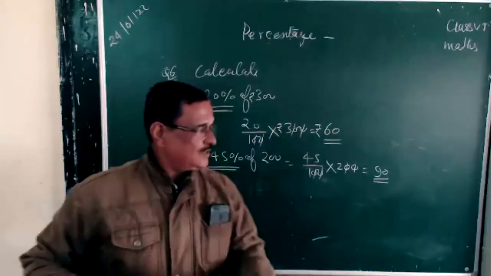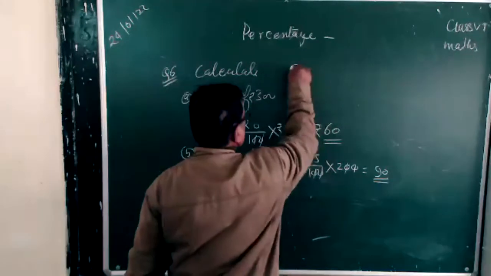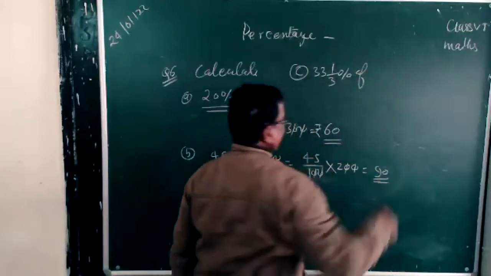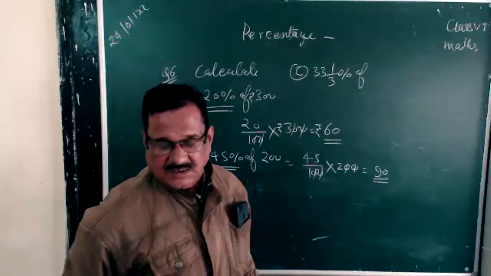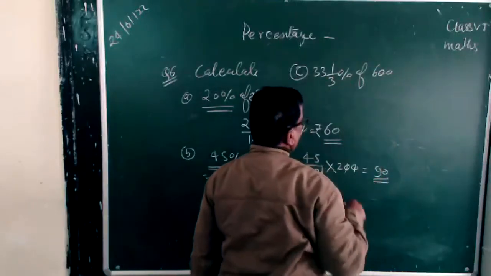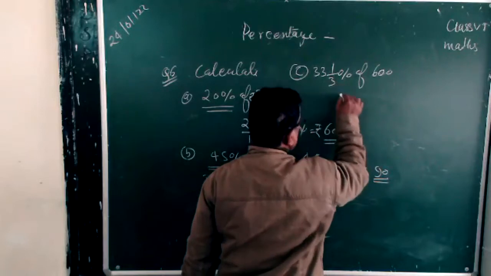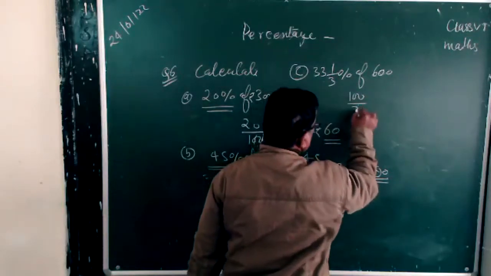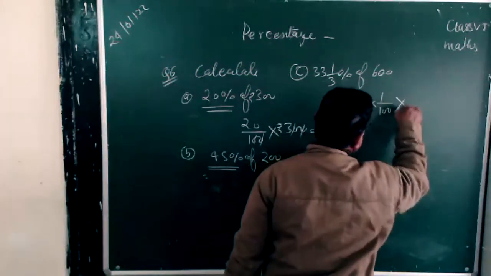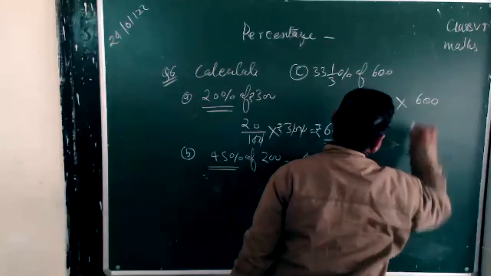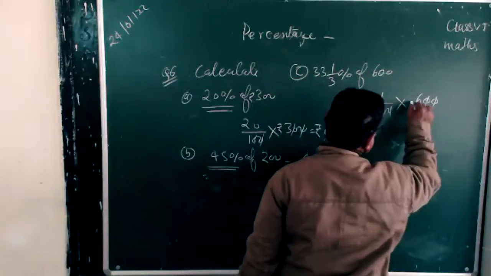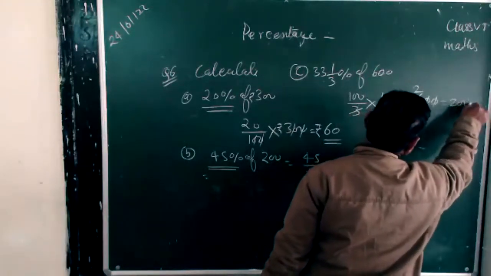Remaining question, one more, C, I am going to tell. C part of this question: 33 and 1/3% of 600. Convert into improper fraction, that is 100 by 3. Now remove percent: 1 by 100 of multiplication into 600. The zeros cancel, 6 divided by 3 is 2, that is coming 200.